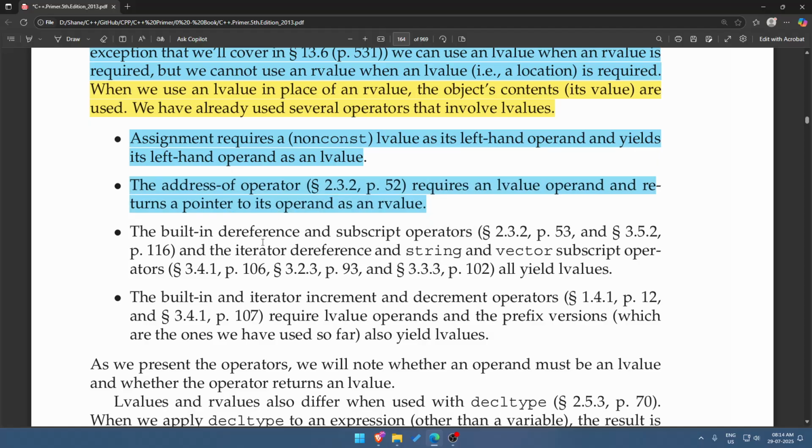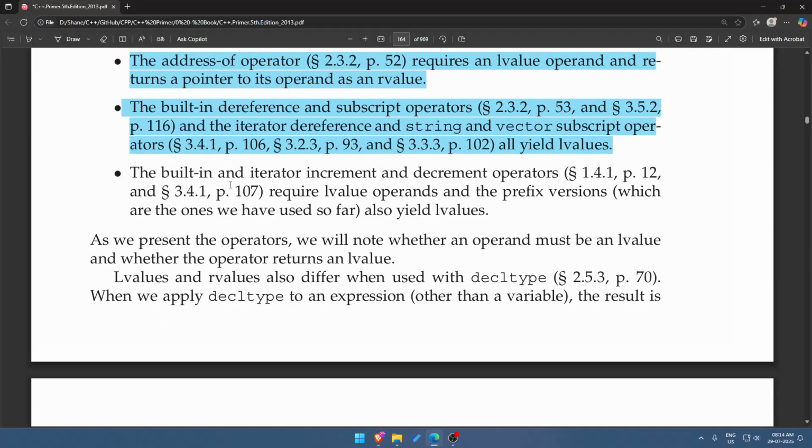The built-in dereference and subscript operators, and the iterator dereference and string and vector subscript operators, all yield L values. So they give us a location. The built-in and iterator increment and decrement operators require L values, and the prefix versions also yield an L value, because it still gives us the object.